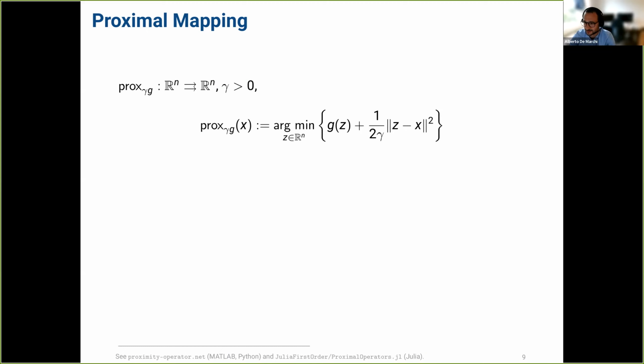It's just a solution of another minimization problem. And we have this step size gamma, which must be positive. And here, since g is possibly non-convex, the proximal operator is set-valued. If g was convex, then this proximal operator would be single-valued. But in general, for today, it's not.